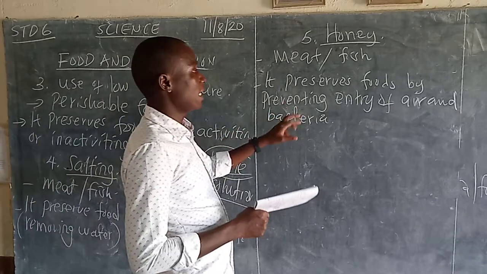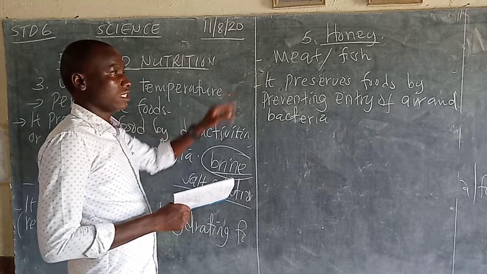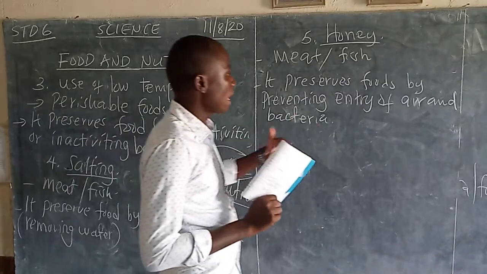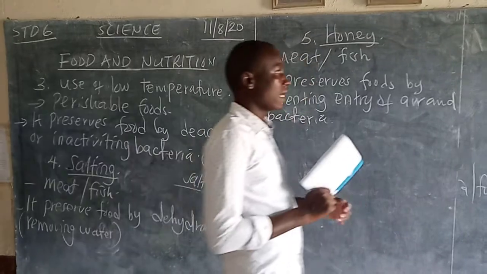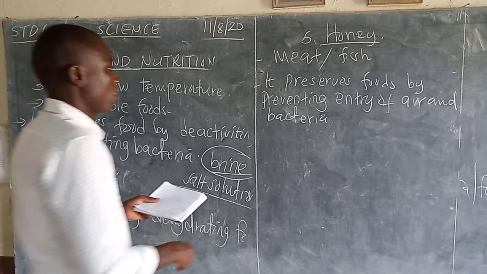Remember, bacteria and air plus water are the common agents of food destruction. They destroy food easily. But once you keep food away from bacteria, away from air, and away from water, there's a high chance that food can go long without going bad.